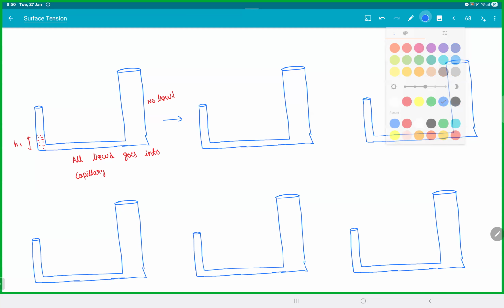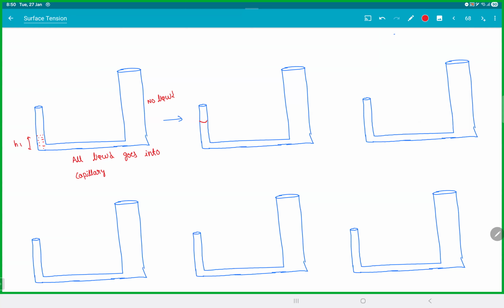This will happen till you reach that optimal height where h is equal to 2S cos theta by rho g r. If you remember, this is the formula we derived for the height of the capillary. So till this point, the water will keep rising, right? And this would be the height there. Let's call this h. And h2 is 0. And h1 will become equal to h.